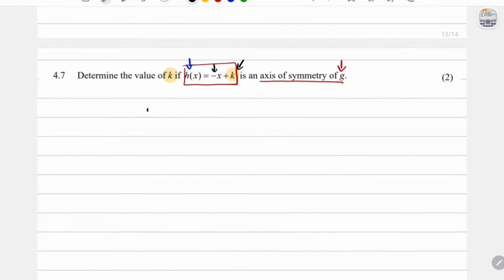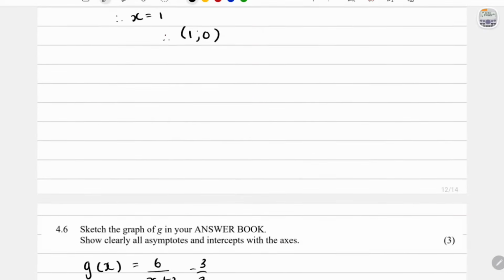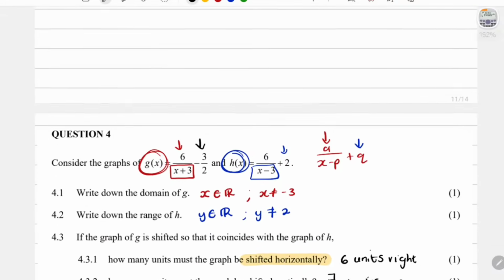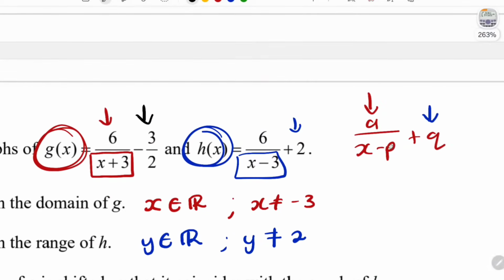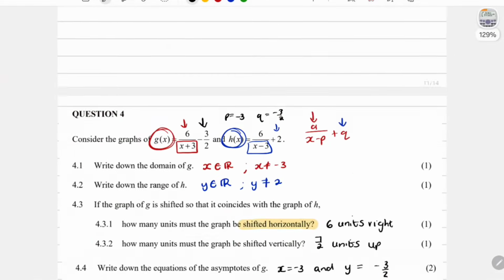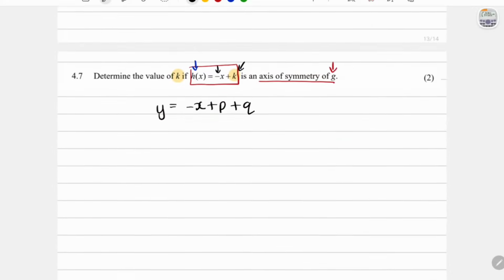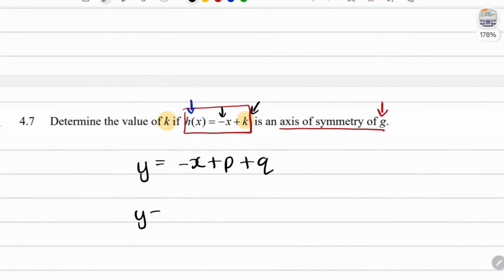Okay, so I'm going to say y is equal to -x plus p plus q, and I'm going to take the p and the q value of that and add it into the equation. So we're looking at the graph of G. The graph of G, its p and q value are these. As you can see, the p value, like we spoke about, is -3. That's p. And the q value is this over here, which is -3/2. Okay, so -3 and -3/2, that's all we're adding there.